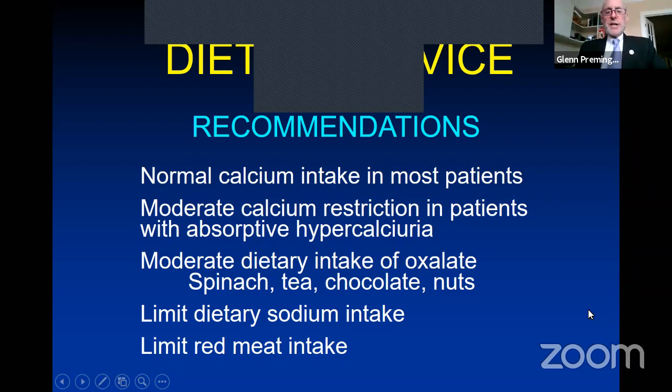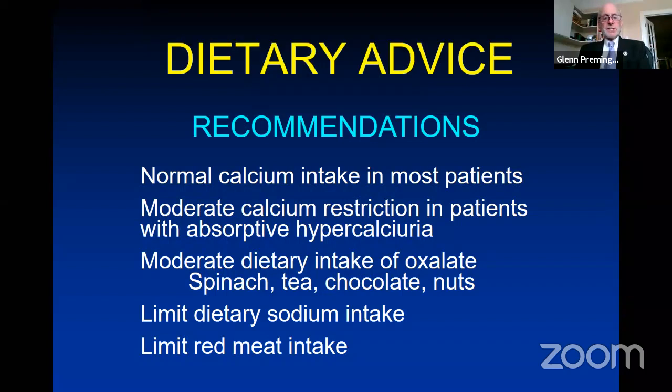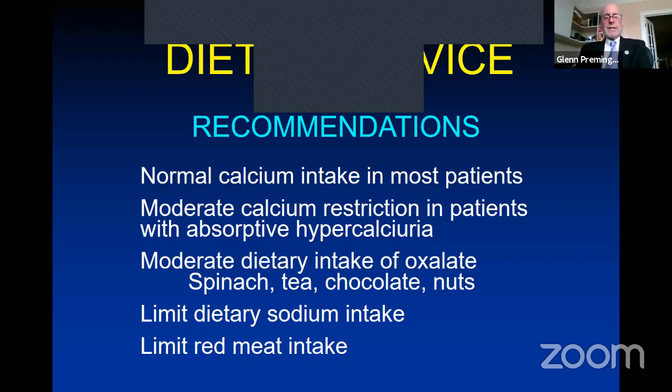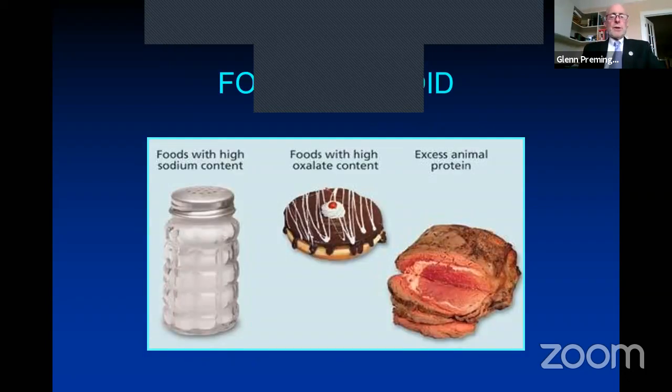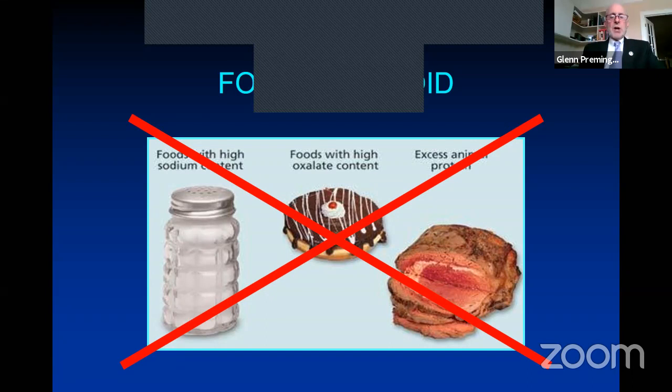So I would recommend as general dietary advice that most patients with calcium-containing stones should be placed on a normal calcium diet, that a moderate calcium restriction should be advised in patients with documented absorptive hypercalciuria, and that you should moderate the intake of high oxalate-containing foods, specifically spinach, tea, chocolate, and nuts. We should also try to limit our dietary sodium and animal protein intake in those individuals that have calcium stones. So the foods to avoid are those with high sodium, chocolate or nuts, and excessive animal protein.